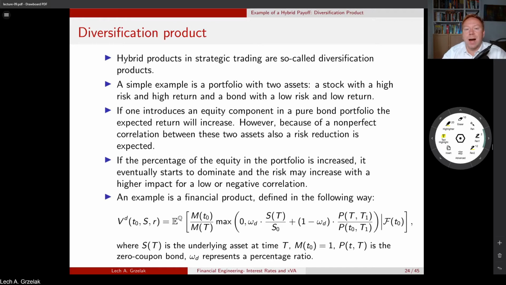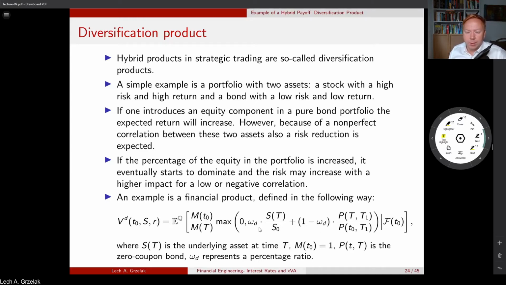Since we are talking about hybrid stochastic differential equations and simulating scenarios to evaluate our XVA or VaR calculations for a portfolio consisting of products from multiple asset classes, it is maybe a good idea to take a look at a classical, very simple hybrid payoff, in which our payoff will depend on two different asset classes. So I have prepared here a so-called diversification product.